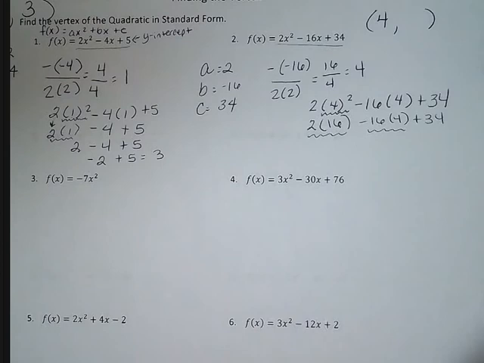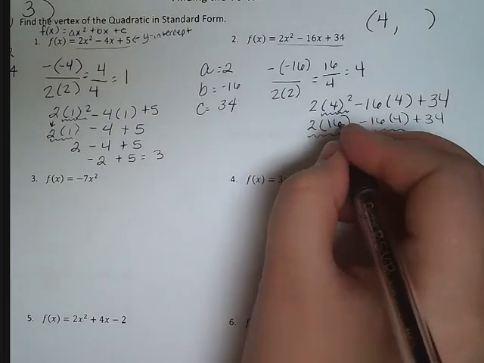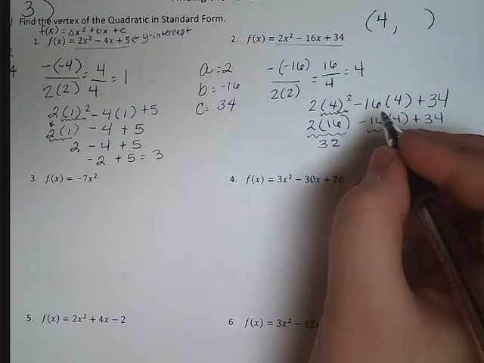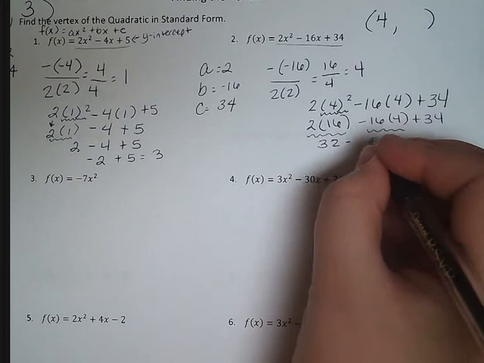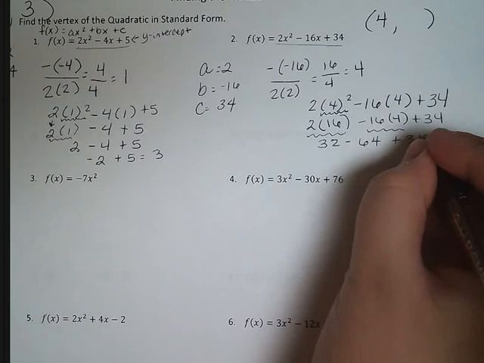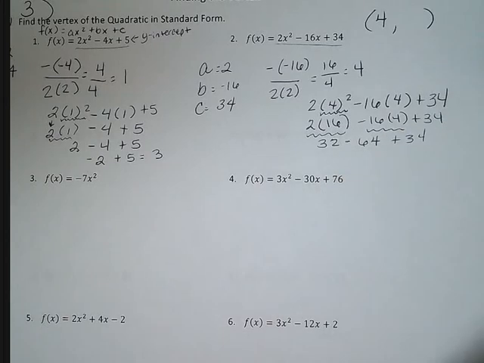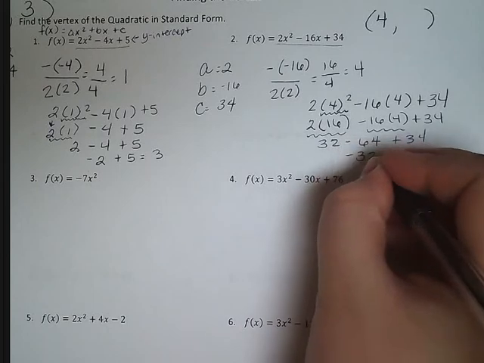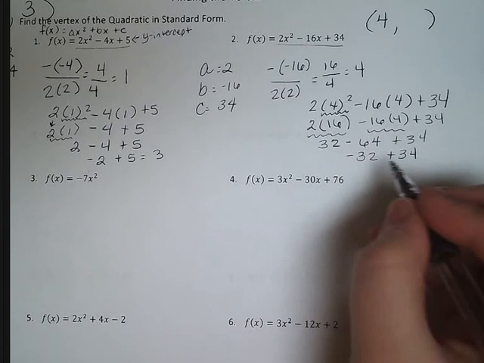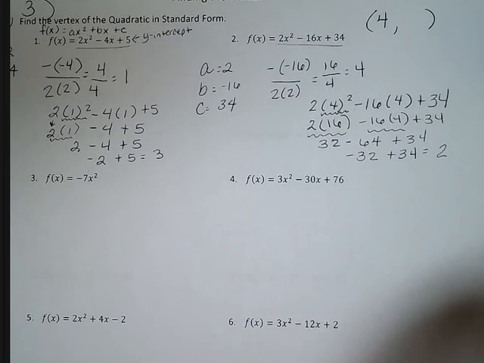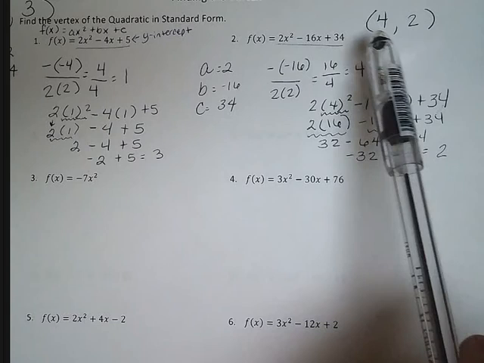Now we can take care of the multiplication. So 2 times 16 is 32. Negative 16 times 4 is negative 64. Bring down our 34 down here. So 32 minus 64 is negative 32. And then negative 32 plus 34 gives us a positive 2. So our vertex for number 2 is going to be 4, 2.